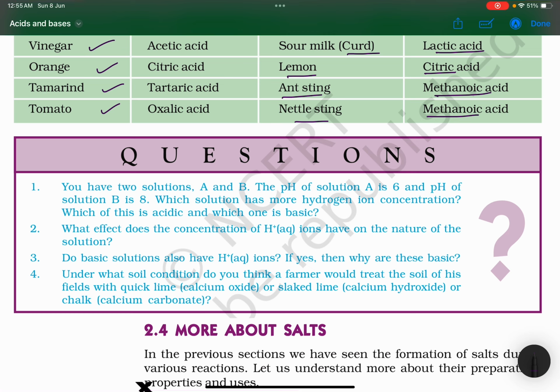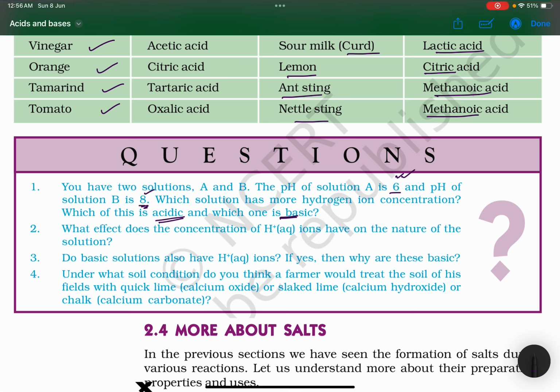These questions we'll see. You have two solutions A and B. The pH of solution A is 6 and the pH of solution B is 8. So this is acidic, this is basic. Which solution has more hydrogen ion concentration? Definitely the one with 6, because that is acidic. Which of these is acidic? The one with 6 is acidic. And which one is basic? The one with 8 is basic.